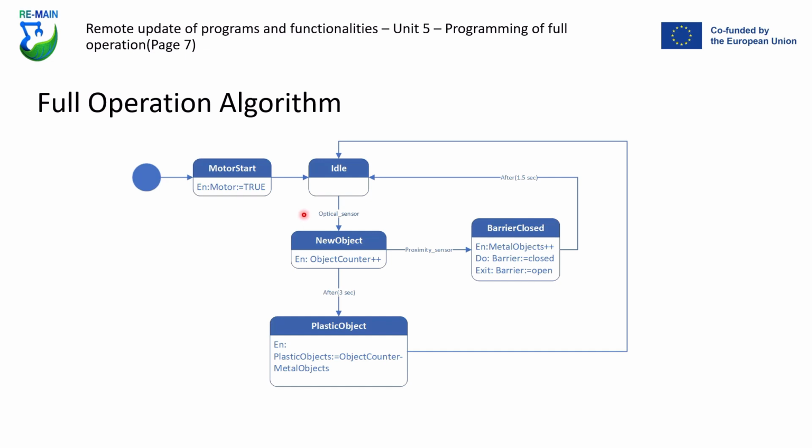If this is the case, the object counter is incremented. If, afterwards, the proximity sensor detects an object, this means that this object is metallic. In this case, the counter of metallic objects is increased and the barrier is closed for 1.5 seconds in order to divert the object. If no metallic object is detected 3 seconds after detecting a new object, it is considered that this new object is a plastic one. Therefore, the plastic object counter is increased.